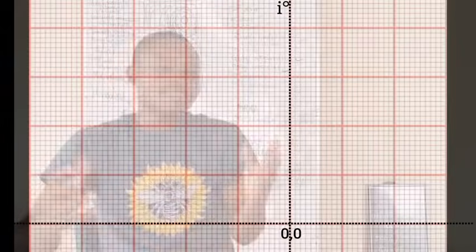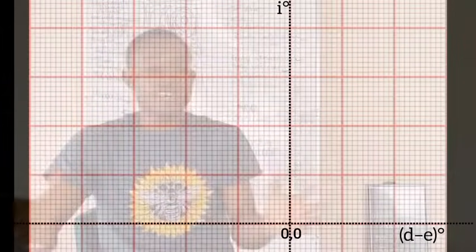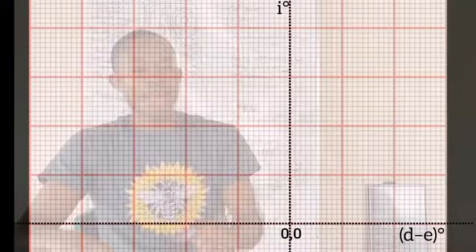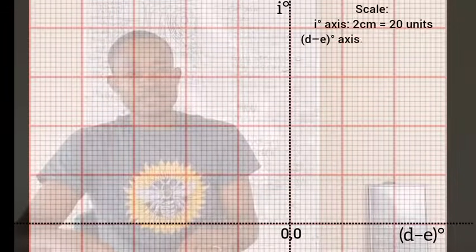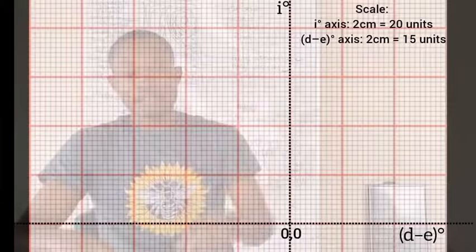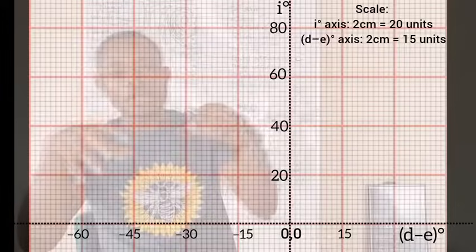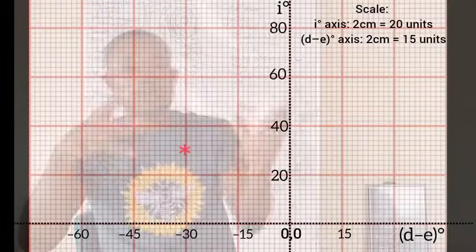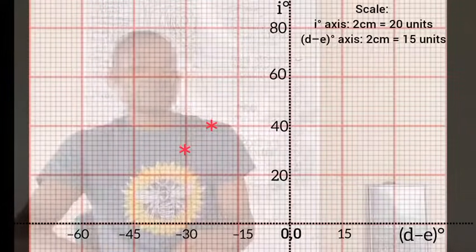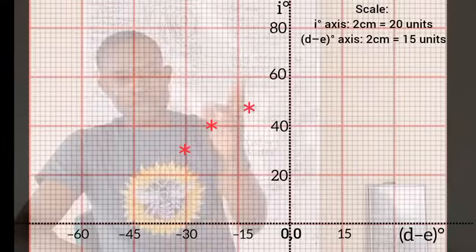So you have your X and Y axis showing. The vertical axis is your incidence angle. The horizontal axis is your D minus E angle, the difference between the deviation angle and the emergent angle. Alright, so having chosen the scale, I'm going to trace the point I corresponding to D minus E values. So you can see the point appearing.